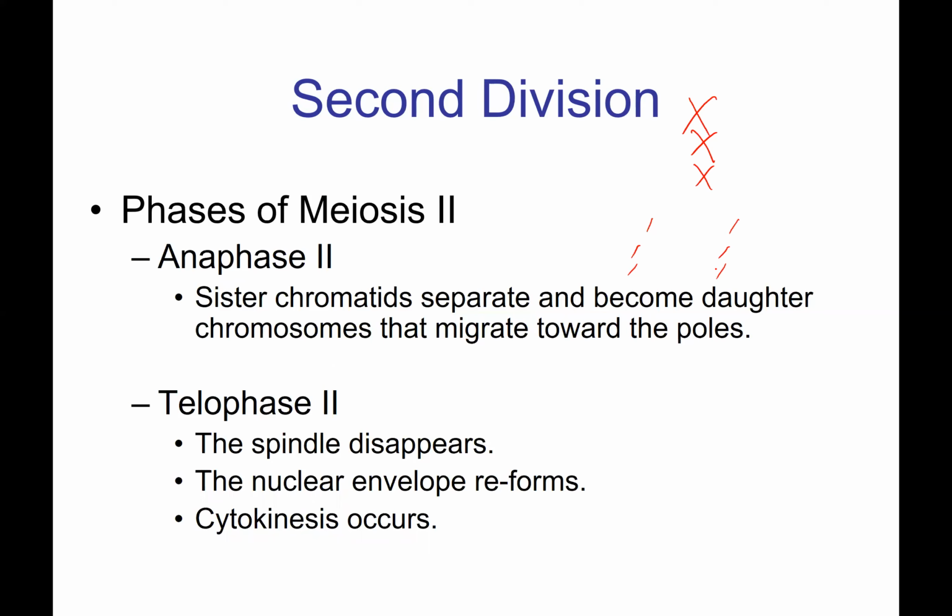Telophase 2 is just like telophase in mitosis. The nuclear envelope reforms, and then cytokinesis is going to occur either with the cleavage furrow in animal cells or the cell plate with plant cells.